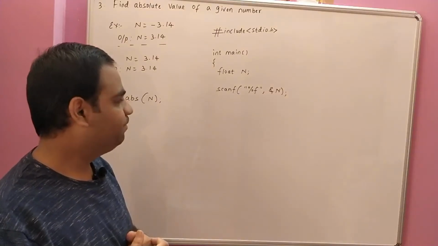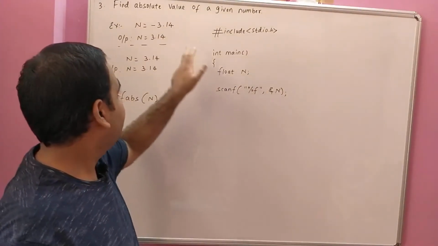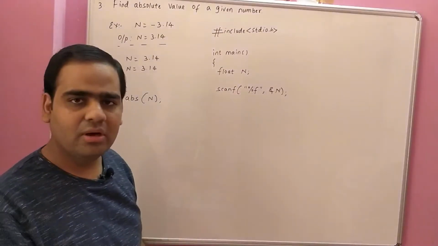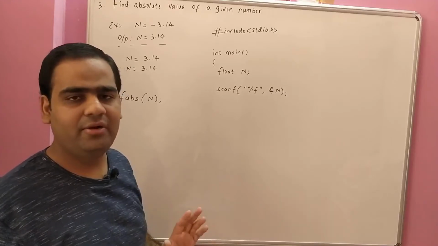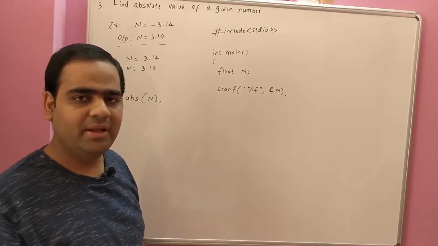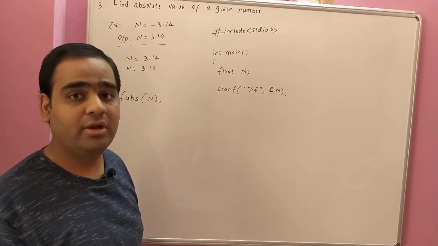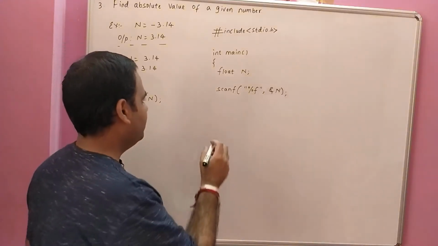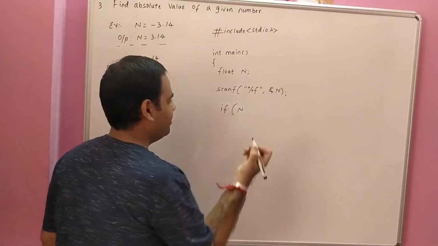How do we do it? We need a simple if, of course. Assume that n is negative, I need to convert it to positive. And if n is positive, I need to keep it as it is. It means I need not do anything if the value of n is non-negative. Therefore, we say if the value of n is negative.